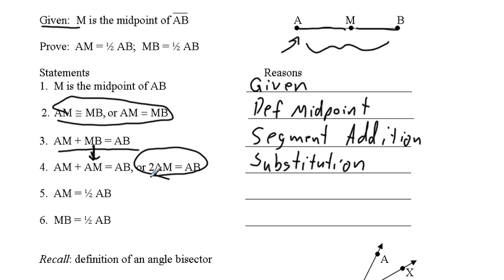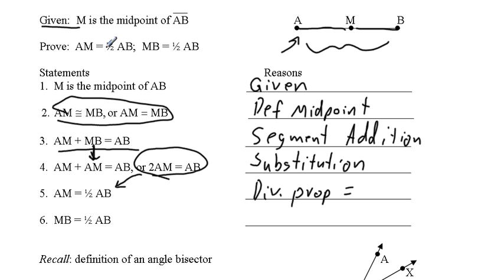From here, from 2AM equals AB, I said that AM equals 1/2 AB. Well, what did I do from this step to this step? I had 2 AMs, now I only have 1, and then this side is half the size it was before. So what I actually did here was I divided by 2 on both sides. And to divide AB by 2, you get 1/2 of AB. So the reason I can go from here to here is because I'm allowed to use the division property of equality, because I just took an equation and divided by 2 on both sides.